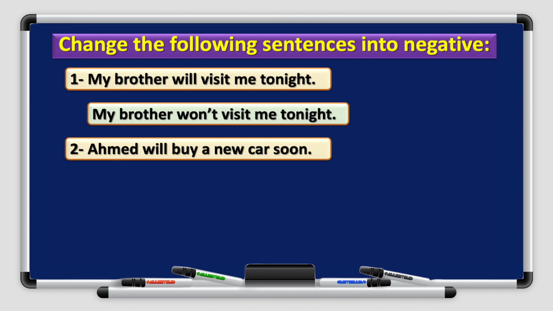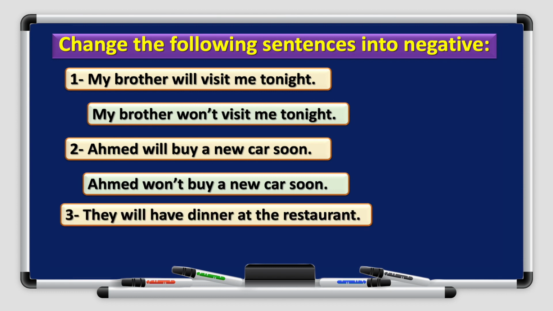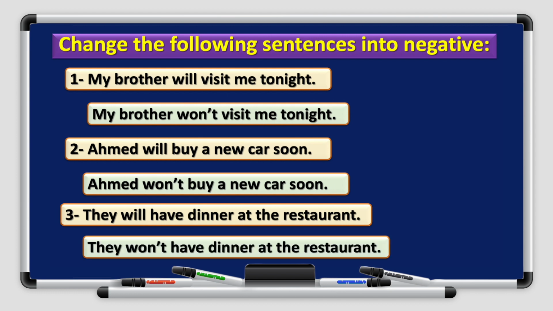Number 2, Ahmed will buy a new car soon. Let's change it into negative. What will I add? Not. Excellent. And I will have won't. Ahmed won't buy a new car soon. Number 3, they will have dinner at the restaurant. The negative sentence would be, they won't have dinner at the restaurant.